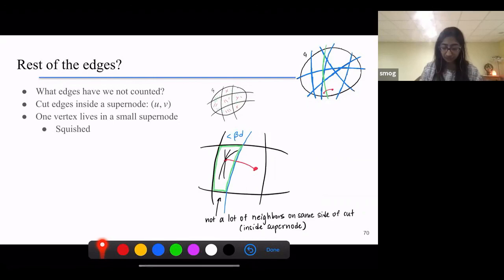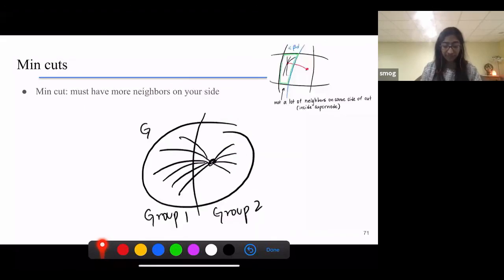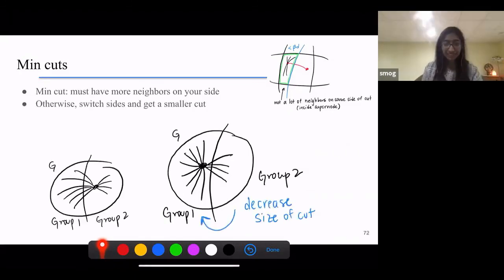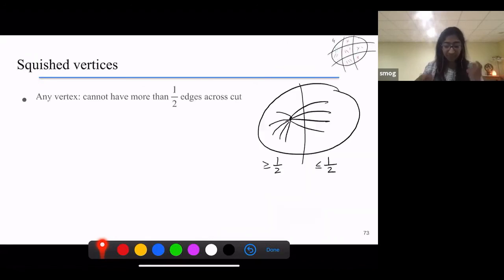Note though that if you are in a min cut, you must have more neighbors on your side of the min cut. Say you don't have more neighbors on your side, right? That means that if you just go to the other side, you're going to decrease the size of this cut. And that's a contradiction, because if you decrease the size of a min cut, that must not have been a min cut in the first place. So we're going to use this idea. If you draw a min cut and you're any vertex in the graph, you cannot have more than half your edges across the cut.